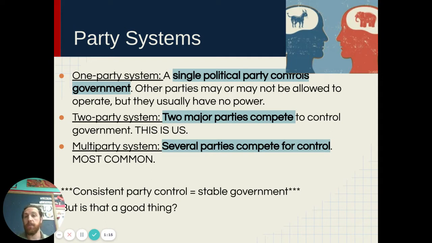A two-party system is really when you have two major parties that work to compete for control of the government. And this is the United States. This is our system. But we can compare that to also a multi-party system where you have several political parties compete for control. This is actually the most common type of party system you see in democracies.